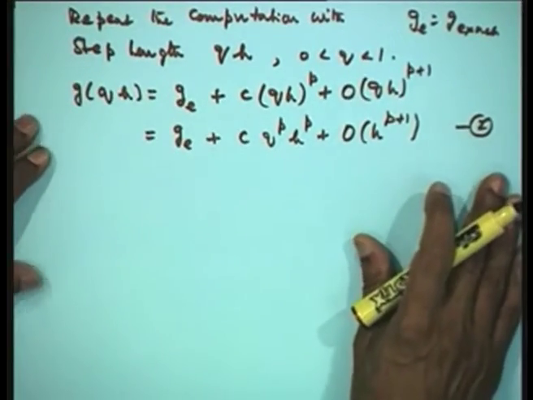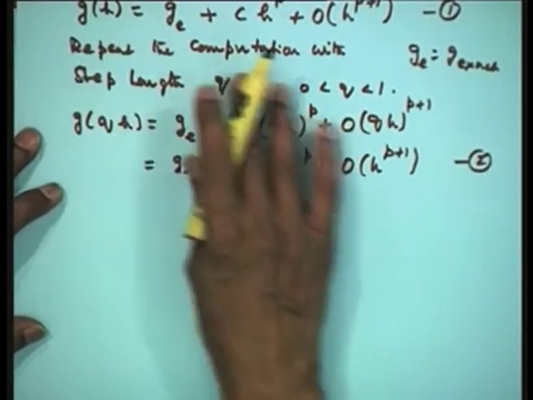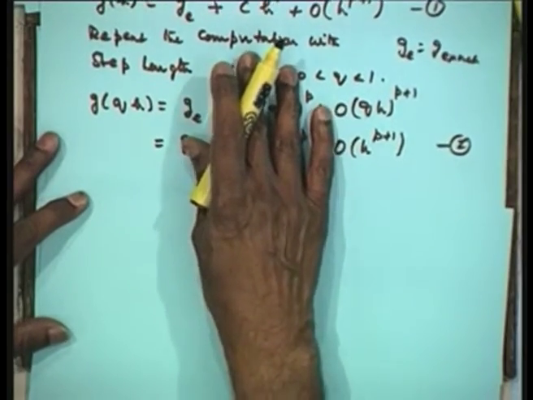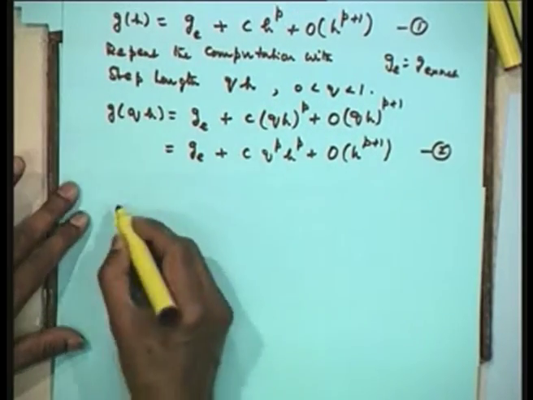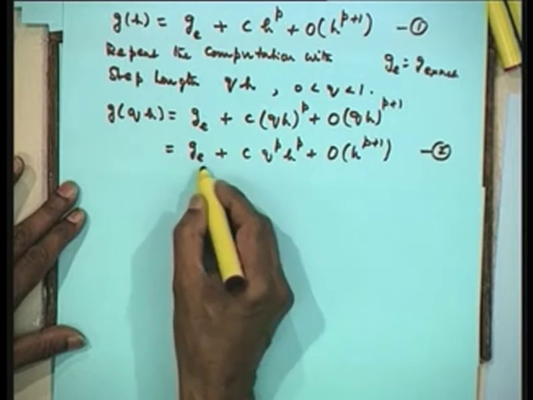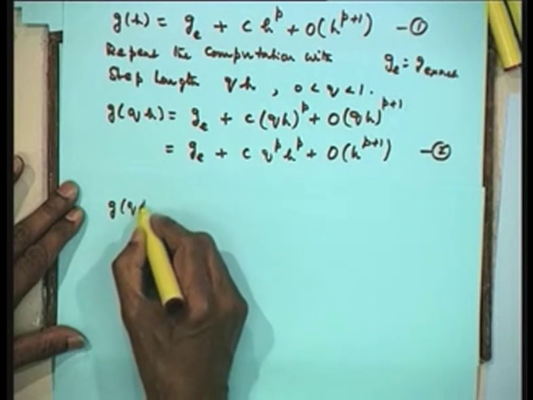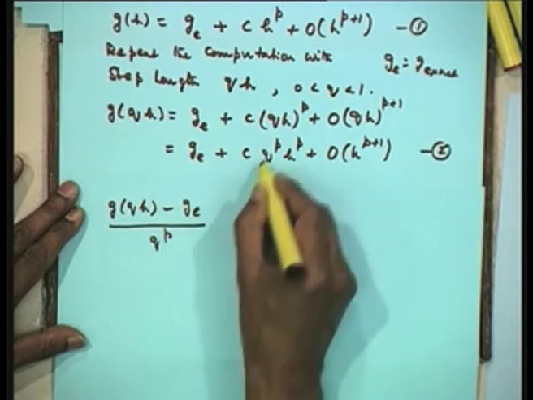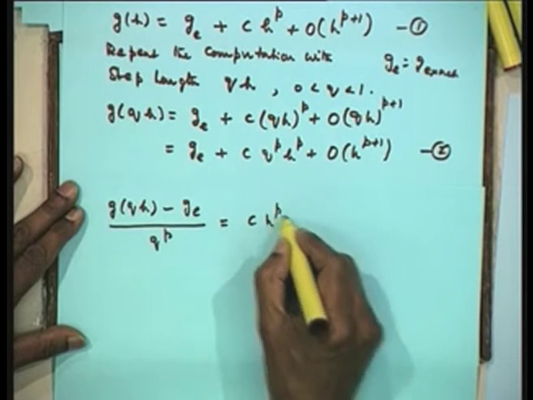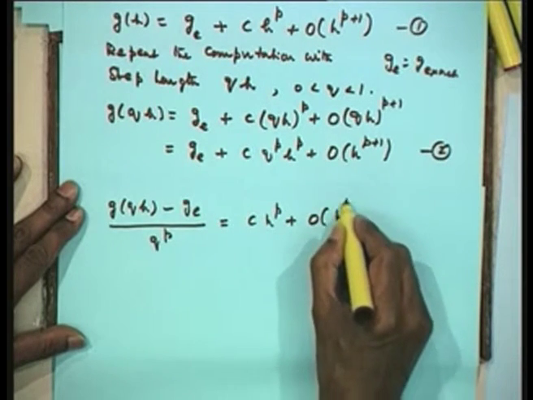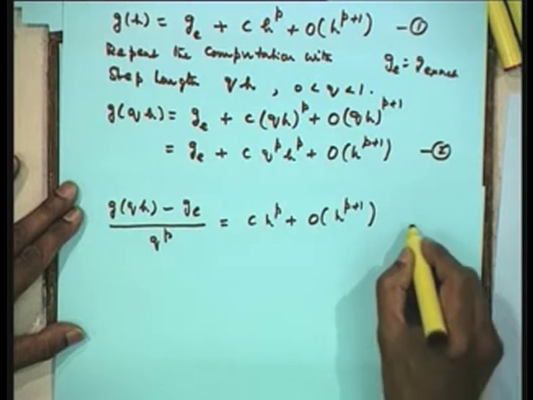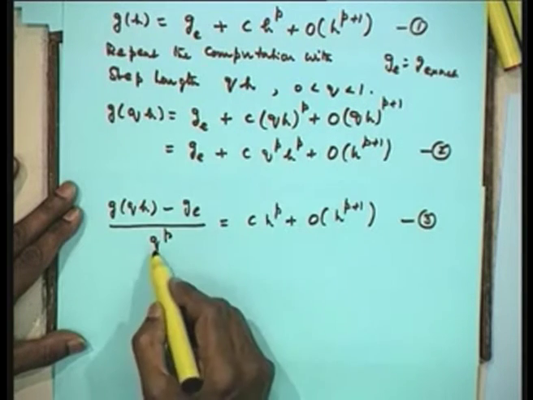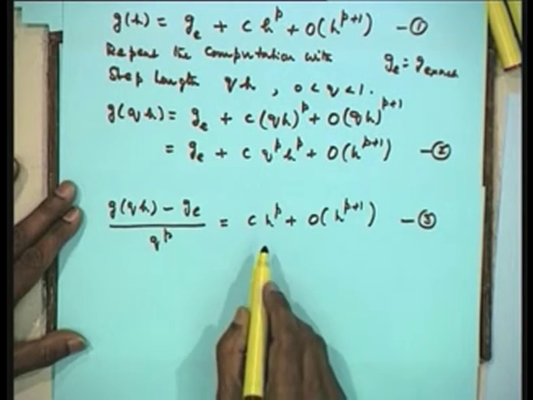Therefore, we now have two computed results. One result is G of h that has been computed, another result G of q h has been computed. Now, let us write down equation 2 as, let us bring this G e to the left hand side, that is G of q h minus G e, and divide by q to the power of p, that will be C h to the power of p plus order of h to the power of p plus 1.